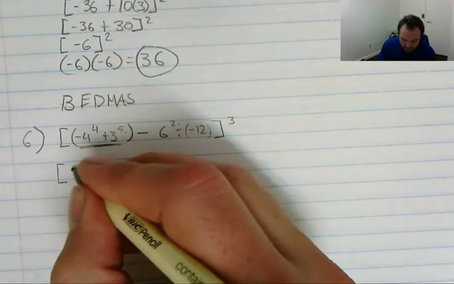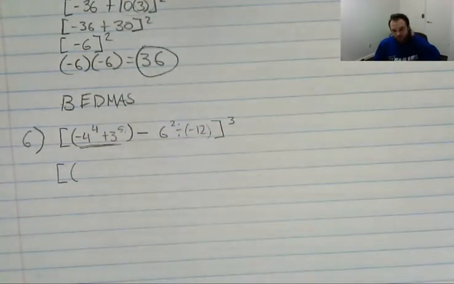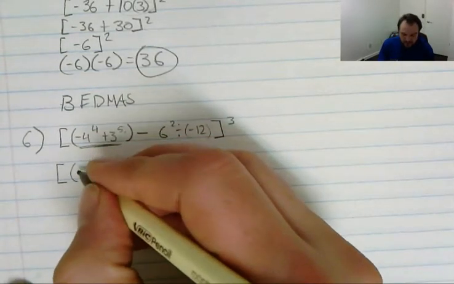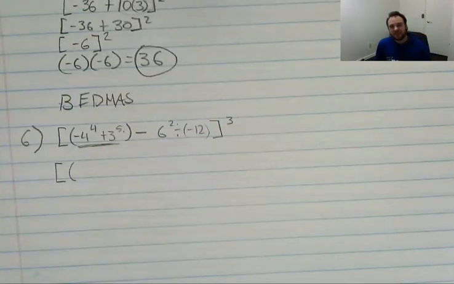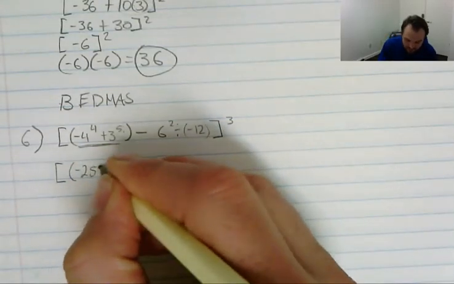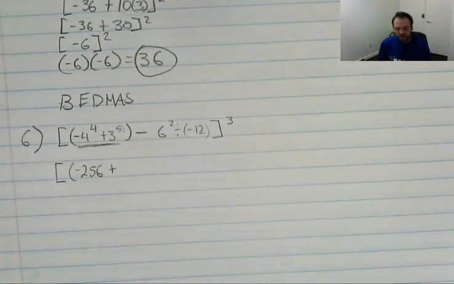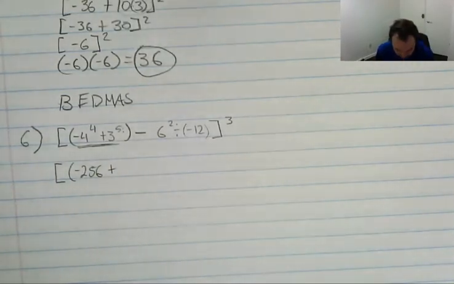I'm going to get bracket. What's -4 to the power of 4? Well, 4 squared is 16. And then we have 16, another 16, so that's 4 fours. 4 times 4 is 16, and then 4 times 4 is 16, then 16 times 16 is going to give me negative 256.